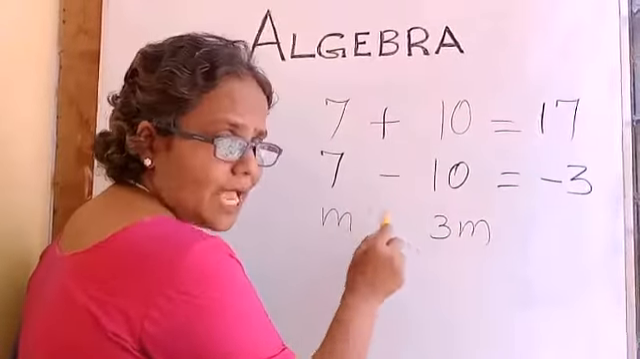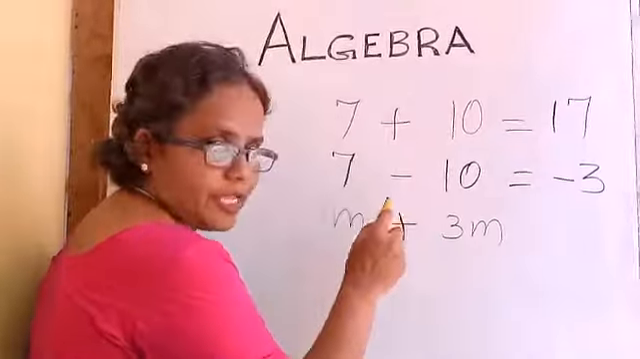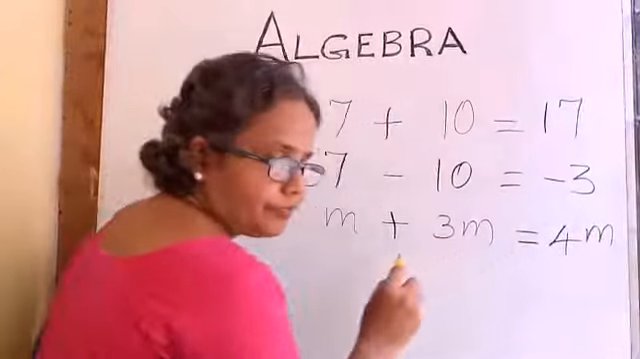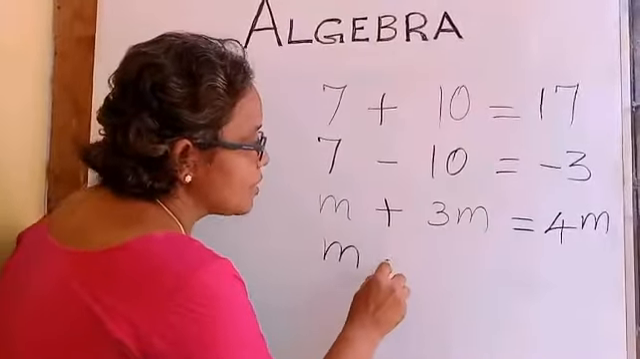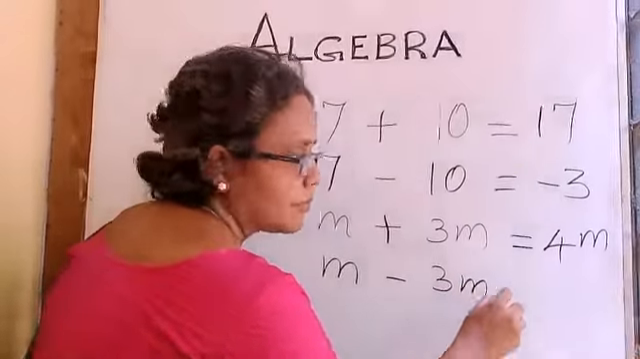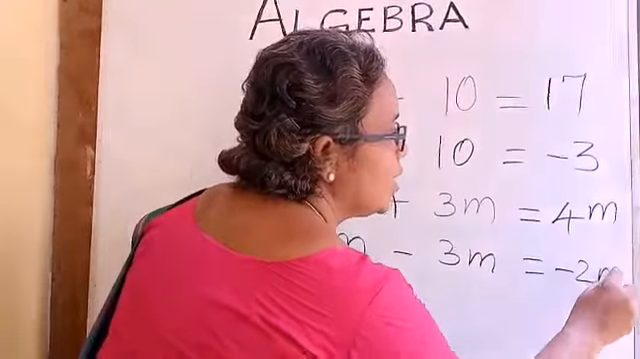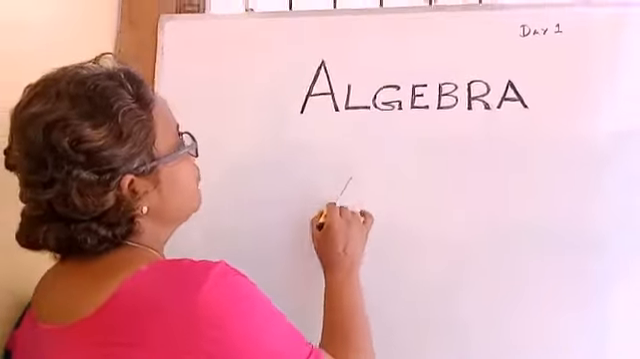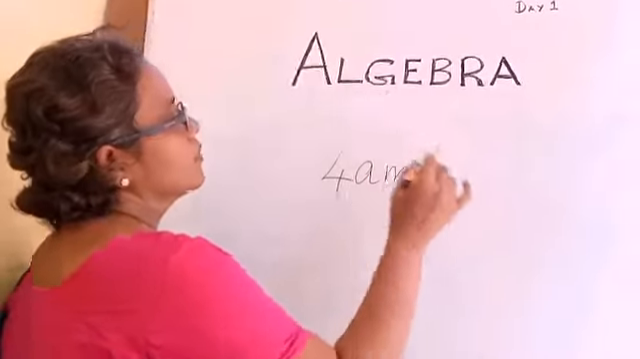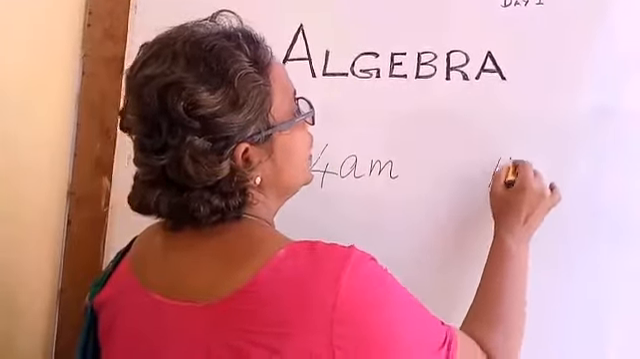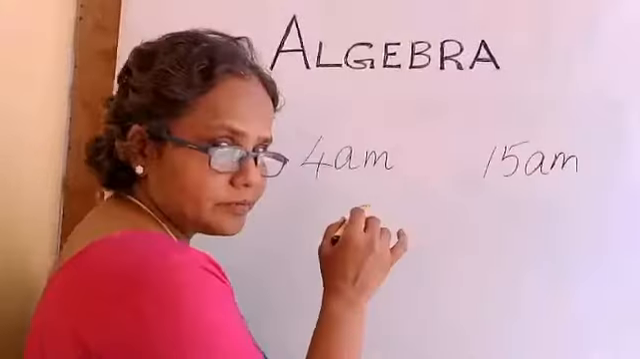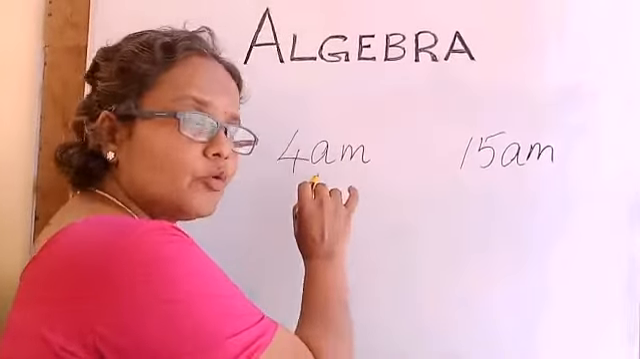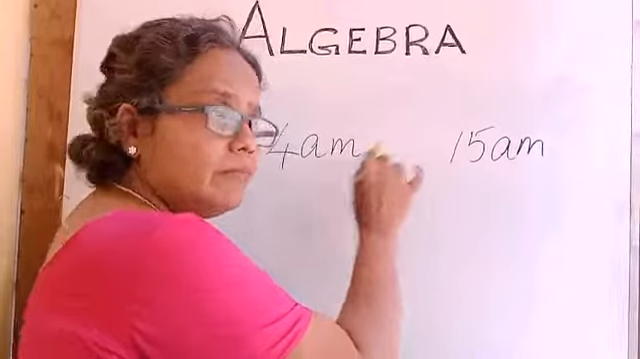So on these two terms I can apply the addition operation. And therefore what is the answer that I will get? I will get 4m. Likewise, I can apply the subtraction operation on these two terms and I will get -2m as the answer. I'll show you one more example. So let's take up 4am and another term, say 15am. Okay, come on, tell me what you can do with this. Both of them are like terms. Why? Both of them involve the same variables, namely a and m.